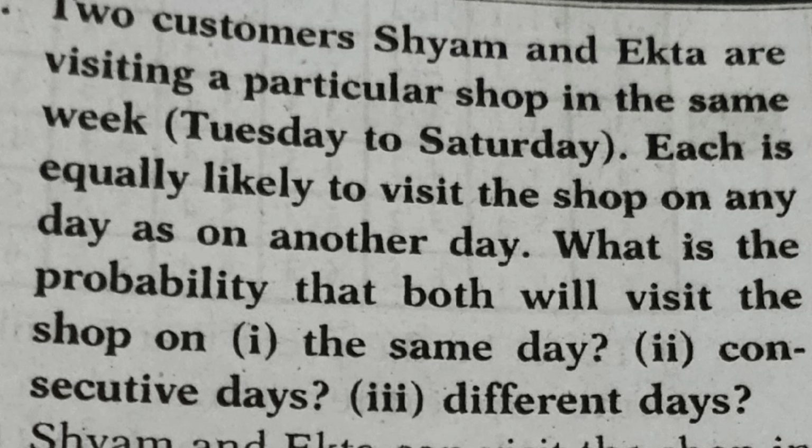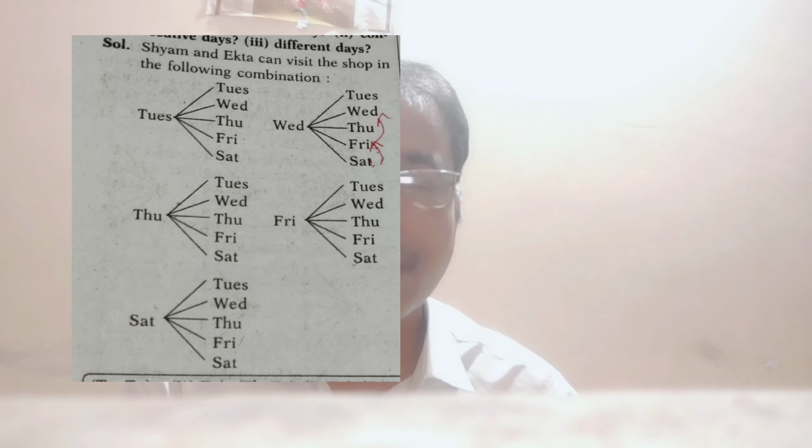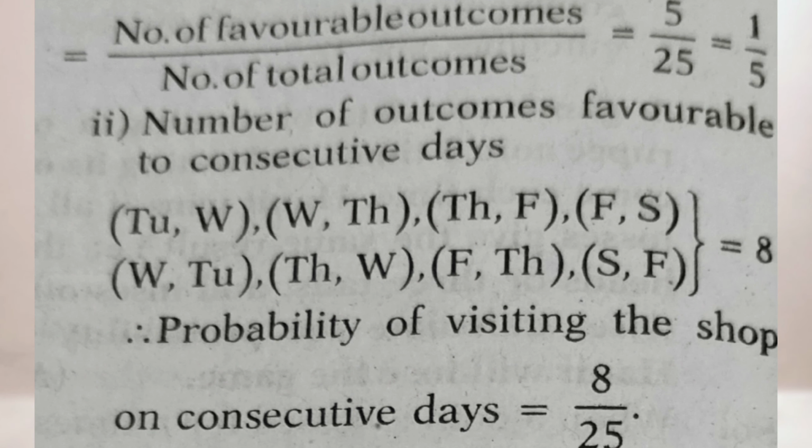Here we have the 5 days and we have to get the 5 into 5 combinations. Here also we can write the chart. Because here 2 persons, Shama and Ekta, are just like 2 dice, and they are having the Tuesday to Saturday numbers. So Tuesday to Saturday are the numbers on that dice. That particular dice has 5 faces. You can think like that, and then here you can get the 5 into 5 number of all possible outcomes.